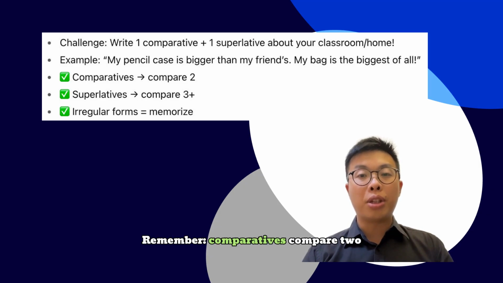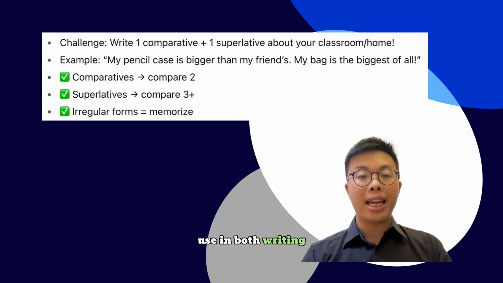Remember, comparatives compare two things, superlatives compare three or more, and irregular forms need to be learned by heart. With practice, you'll find these structures easy to use in both writing and speaking.